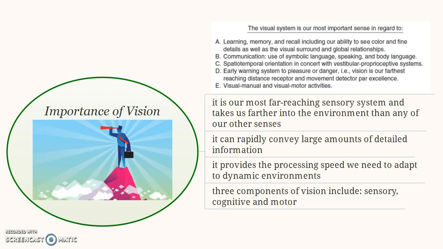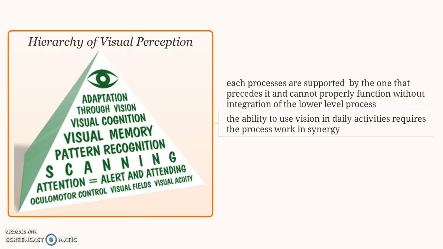The visual system is most important in the sense that it helps with learning, memory, recall, communication, spatiotemporal orientation, early warning system to pleasure or danger, and it's for visual manual and visual motor activities. It can rapidly convey large amounts of detailed information. It provides a processing speed we need to adapt to dynamic environments. And the 3 components of vision include sensory, cognitive, and motor.